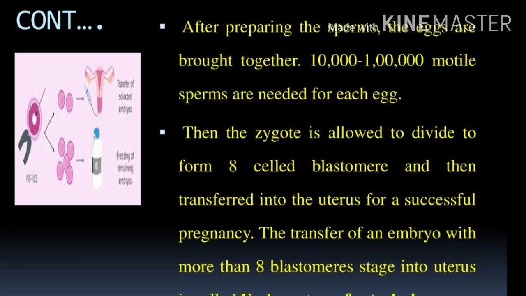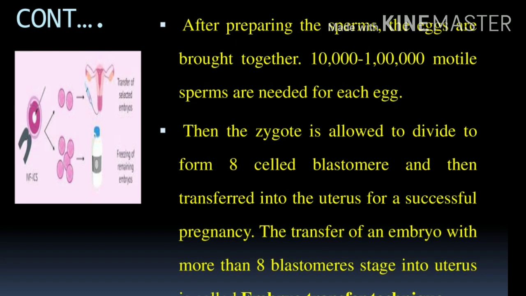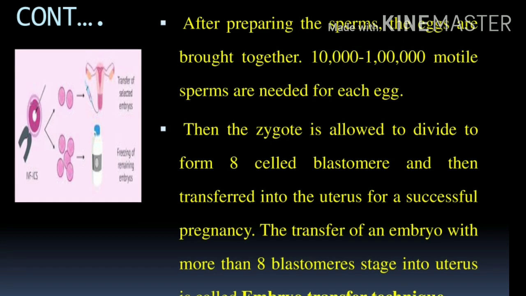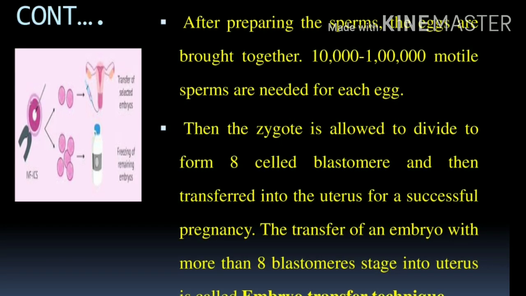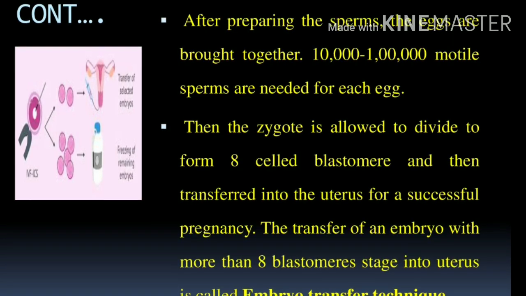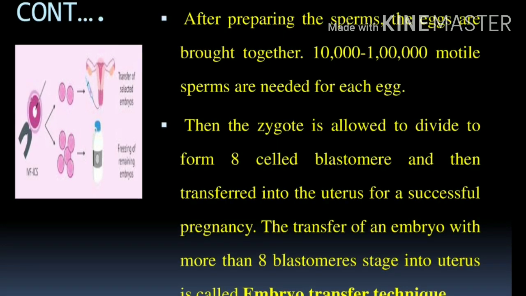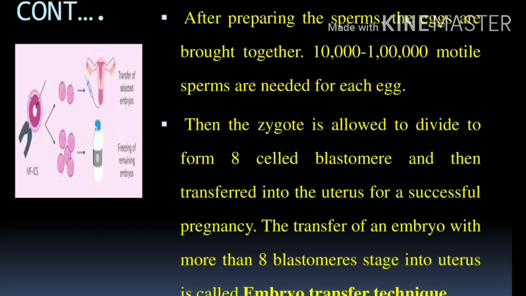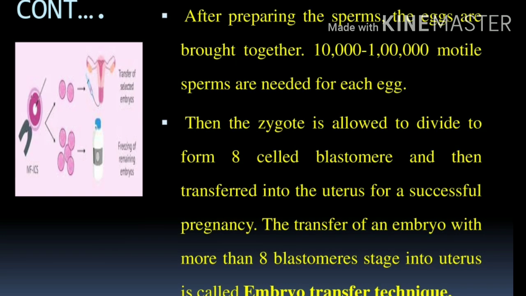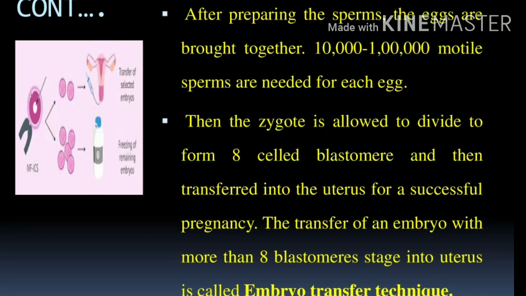Now fertilization takes place in laboratory conditions, that is in vitro conditions. One egg is needed for 10,000 to 1 lakh motile sperms. Both the sperm and egg cells are fused together. After fusion, the next stage is the zygote. The zygote divides into a blastomere structure. At the 8-celled blastomere stage we stop the cleavage process. Next it is transferred into the uterus.